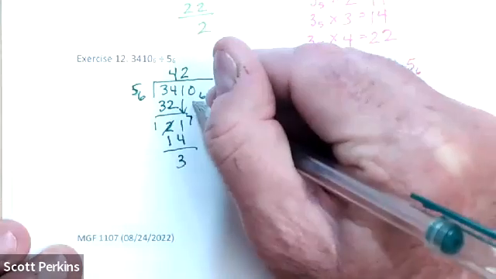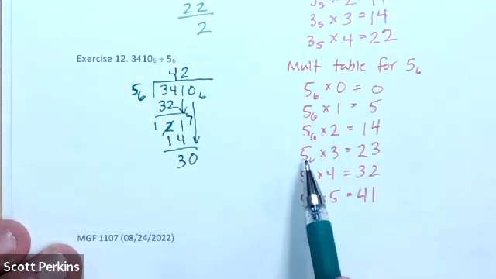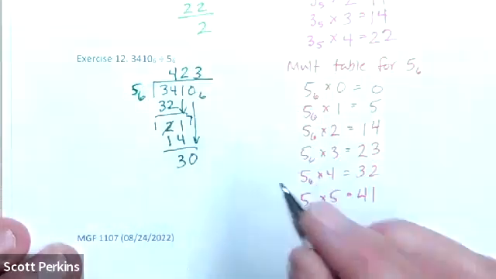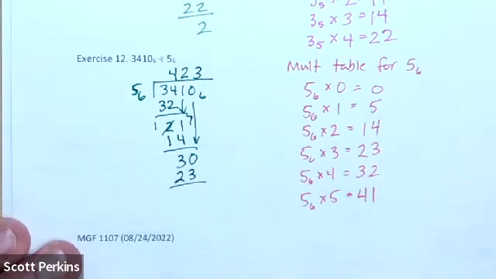I'm now going to bring down the 0. And we're just about done with the problem. The closest I can get to that is 5 times 3 is 2, 3. So 5 times 3 is 15. That is 2 full groups of 6 and 3 left over.